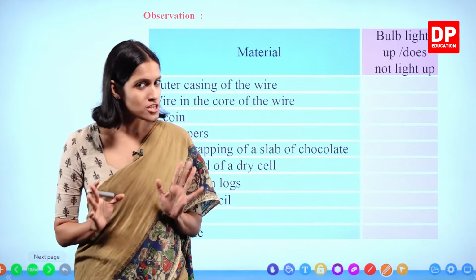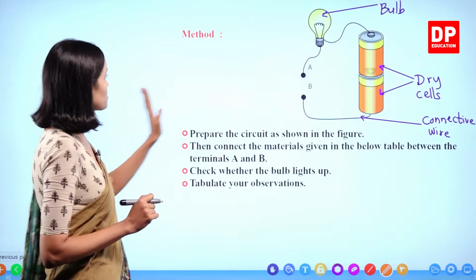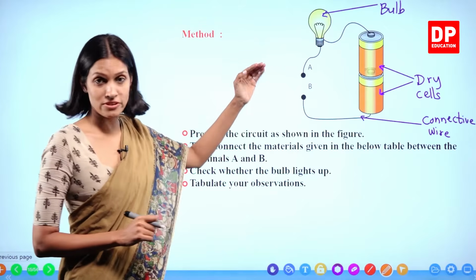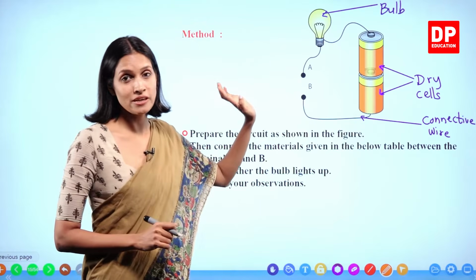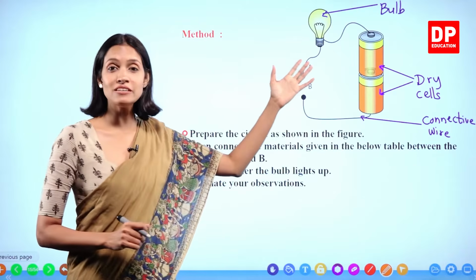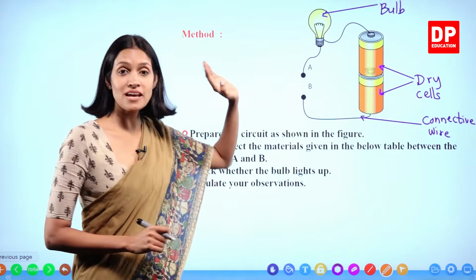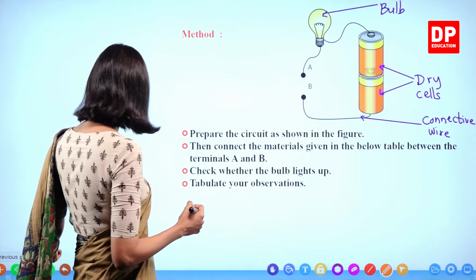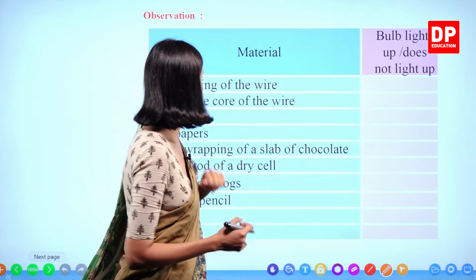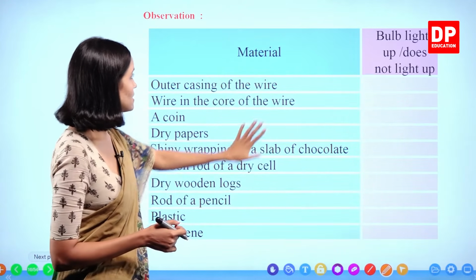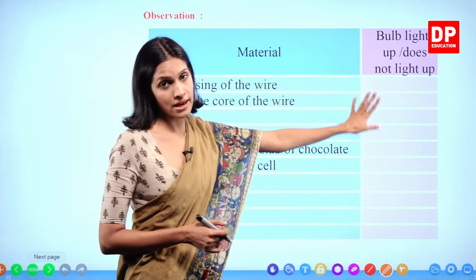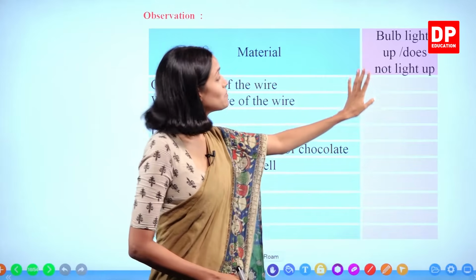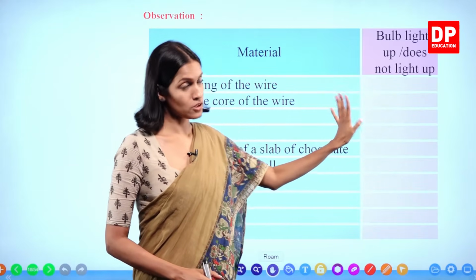So do you remember the observations, children? Let's see. This was the circuit we prepared, and we had to place different materials that were given in the list in between A and B. When we placed some materials, it was very clear the bulb lights up. When we placed some other materials, the bulb does not light up, okay? So we have to mention those observations here. For the materials given here, whether the bulb lights up or does not light up, if the bulb lights up, I'm going to put a tick. If the bulb does not light up, I'm going to put a cross, okay?